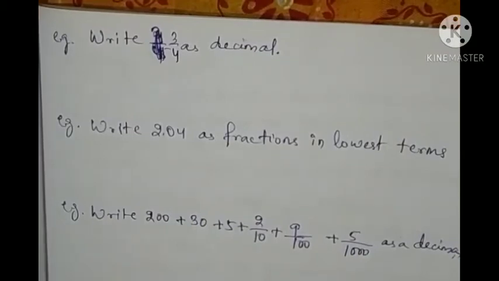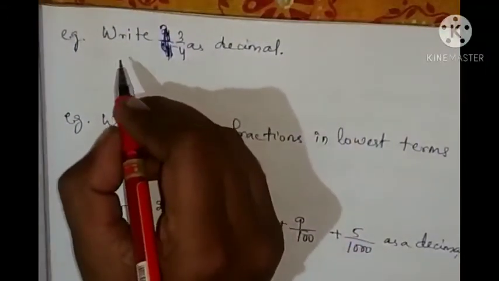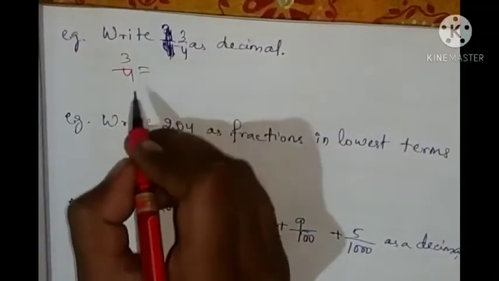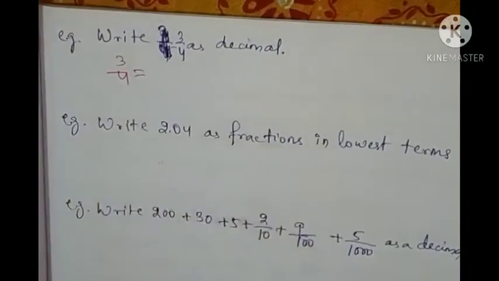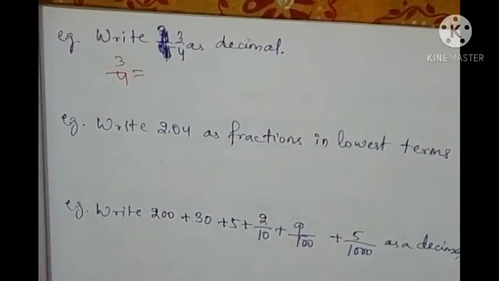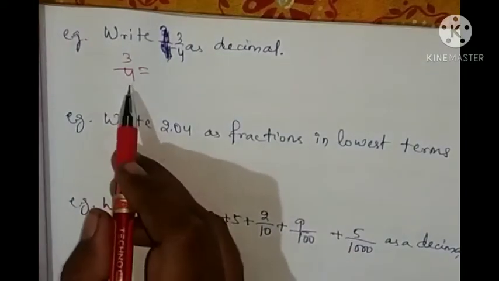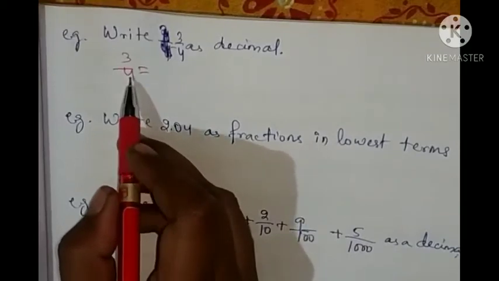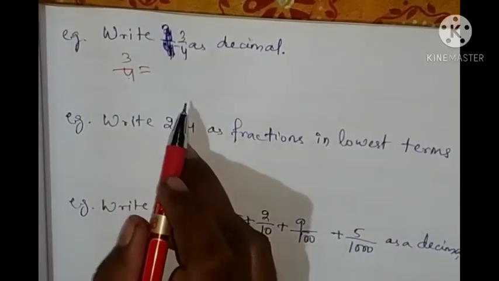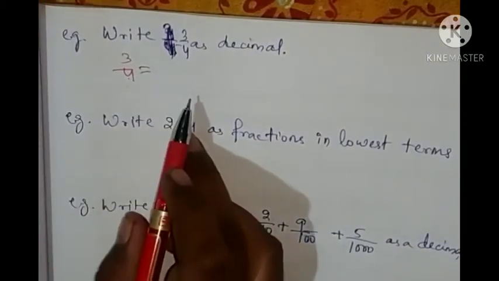So look at some example. First is given, write 3 by 4 as decimals. Okay, so look at here, 3 by 4. So 4, what we have to do? Here 4 is not 10, 100 or 1000. So we have to convert it to either 10 or 100. This 4 cannot be converted into 10 but 4 can be converted into 100.